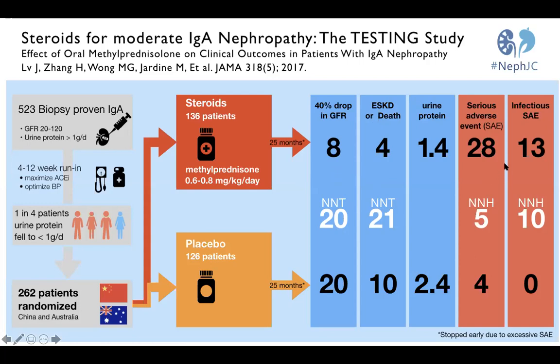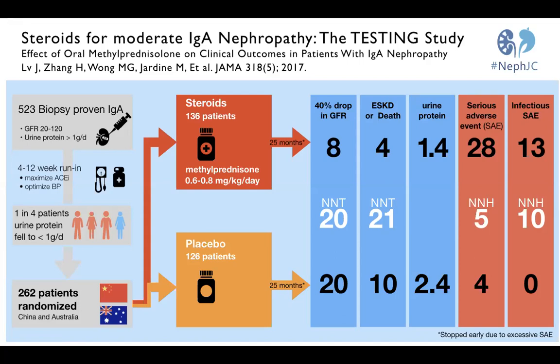But if you look here, the patients who were put on steroids had a lot more serious adverse events. Most of them were infections, with a number needed to harm of 10. And what's interesting is the majority of the infections in this trial were PCP pneumonia, which is a pretty bad one to get. There's actually another trial underway right now called TESTING 2, where they're basically doing the same thing, but they are giving PCP prophylaxis to the patients who are on the steroids. So the jury's still out there. You can consider using steroids for these patients, but you have to be careful.